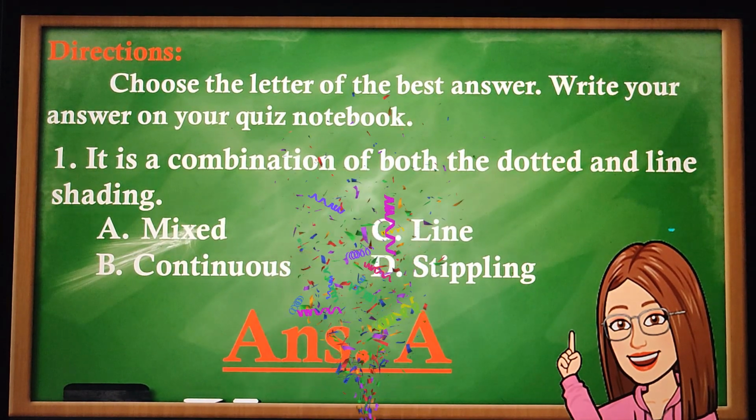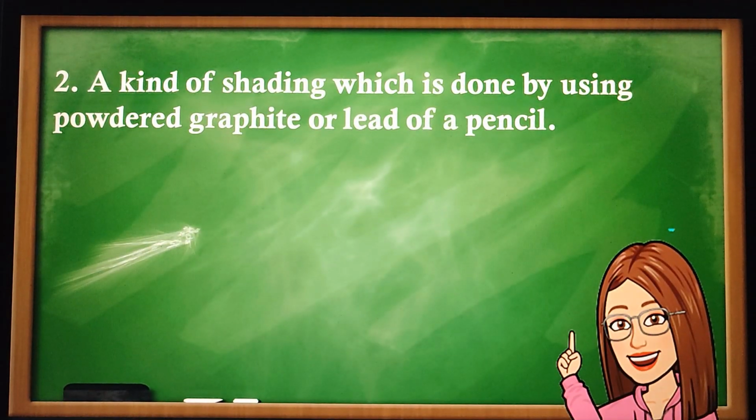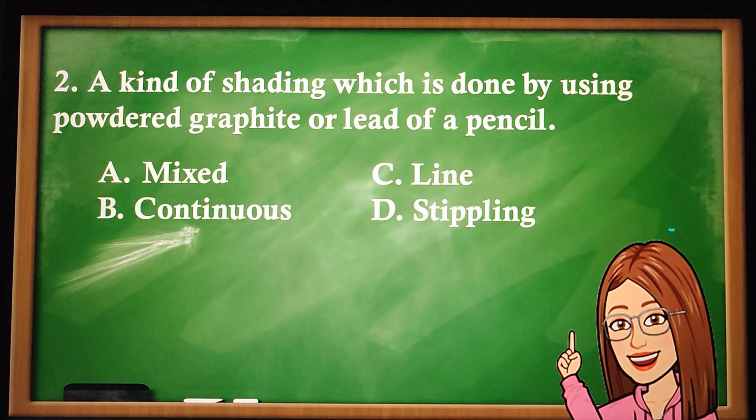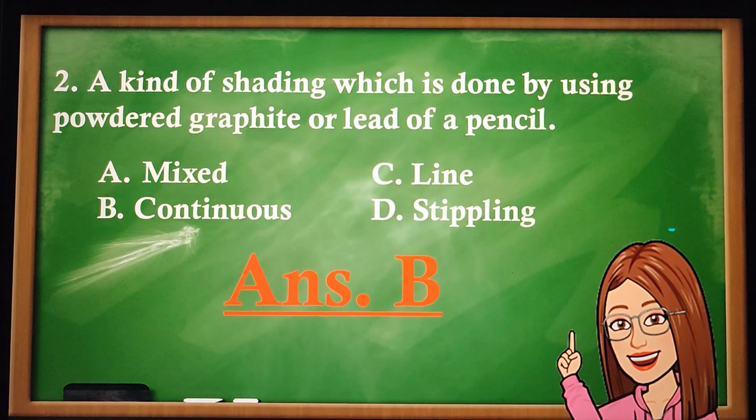The correct answer is A. That's right. Next, number 2. A kind of shading which is done by using powdered graphite or lead of pencil. A. Mixed. B. Continuous. C. Line. D. Stippling. The answer is B. If you got it right, that's a good job. If not, don't worry. 3 more to go. Let's keep going.